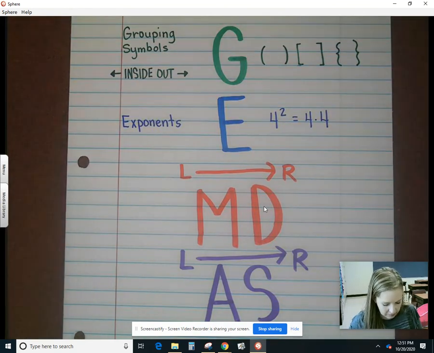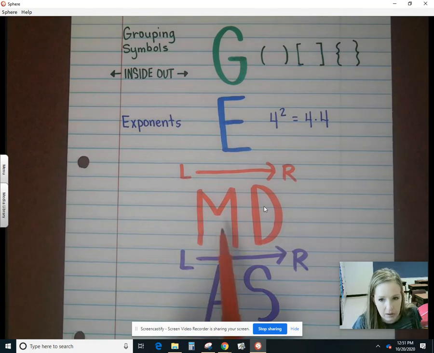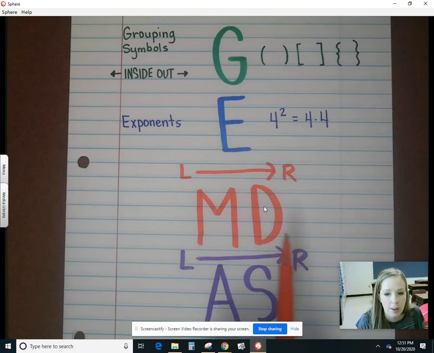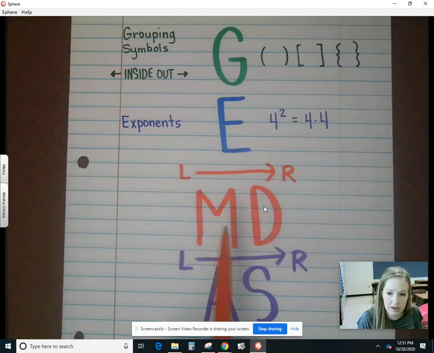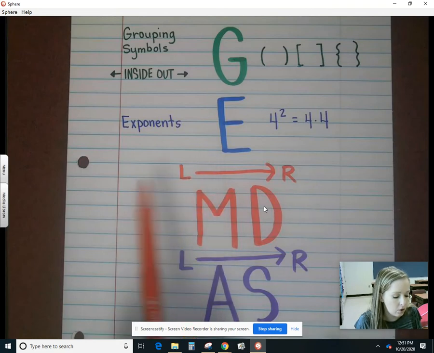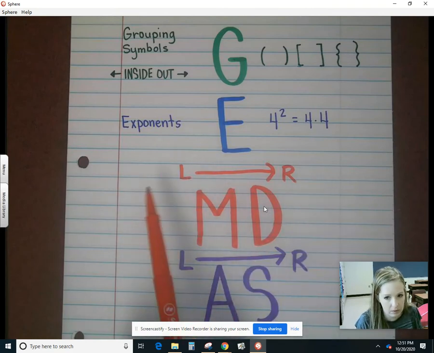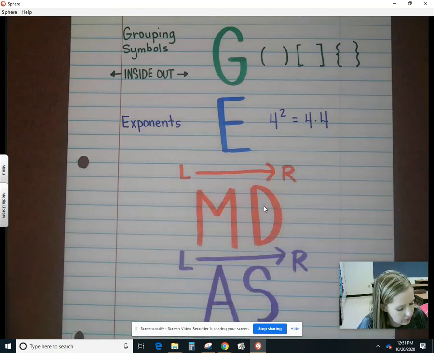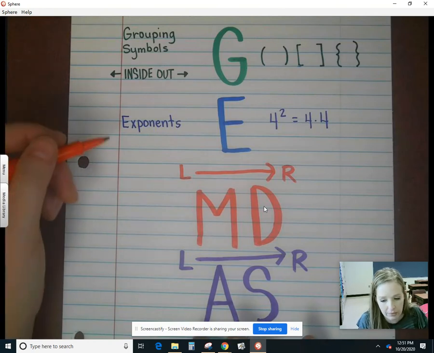Okay, once you've done your grouping symbols and you've done any exponents you might have in your problem, you move to this next step. The M stands for multiplication and the D stands for division. But it's not multiplication and then division. It's any multiplication or division that you have in your problem, and if you have more than one, you go from left to right. So that's what the L and the R stand for. So you work multiplication or division from left to right.